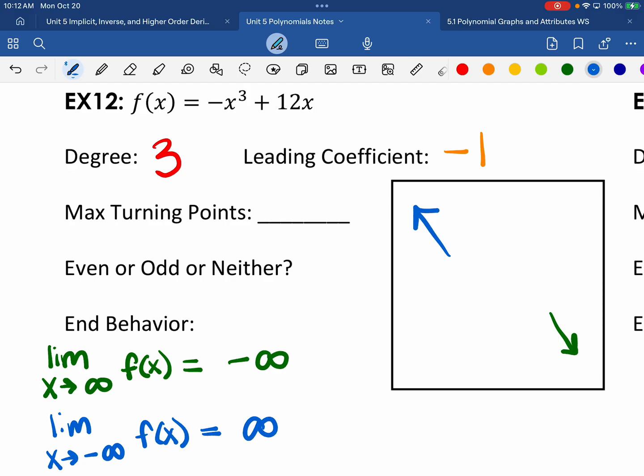Wait, how do we know that? The end behavior. That's what I just did. Because of the degree and the leading coefficient. Oh, the degree is odd? Wait, odd? And the leading coefficient's negative.